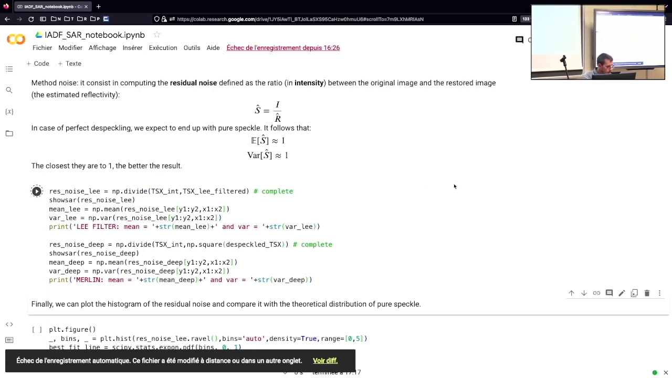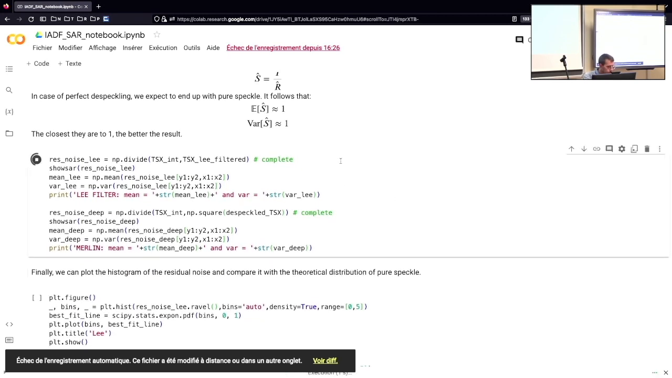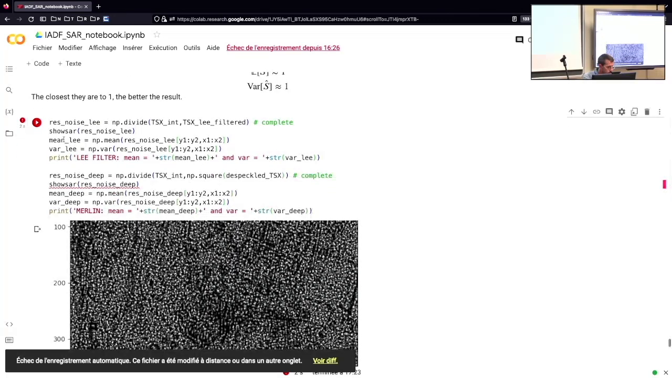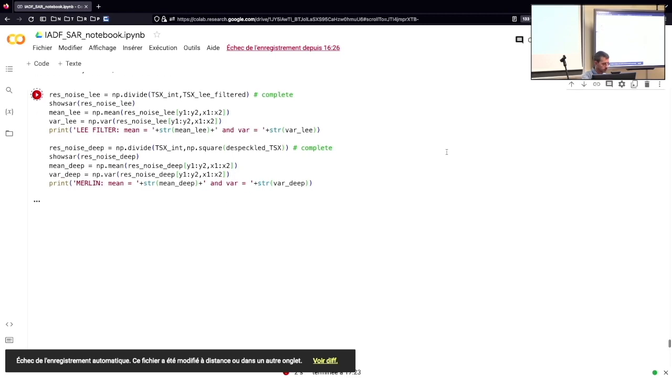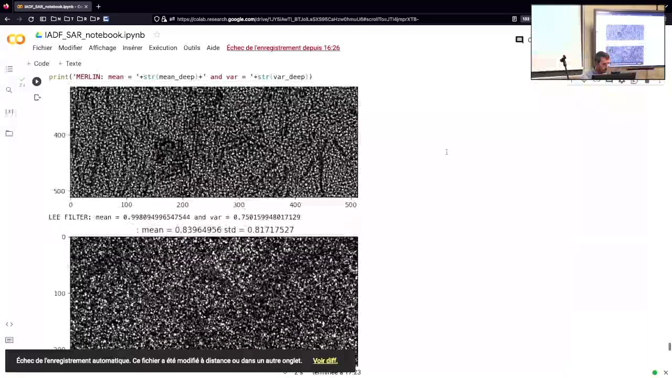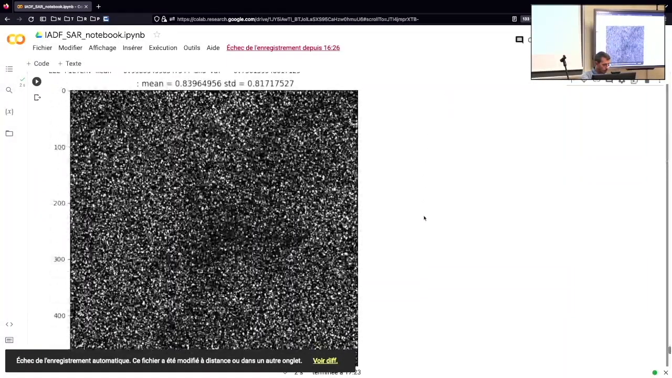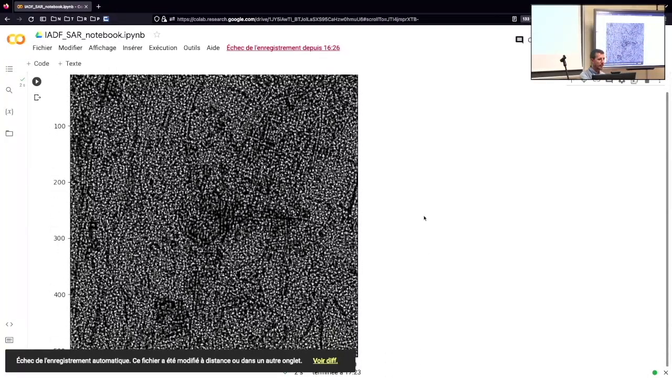Okay, so let us have a look at the values that we get, and also we are going to plot the residual noise. Let's see if it's running. Okay, so what we get is, so that's the residual noise of the speckle filter.